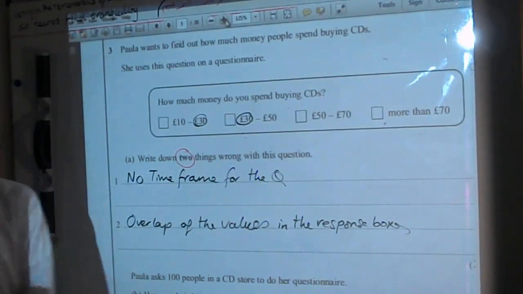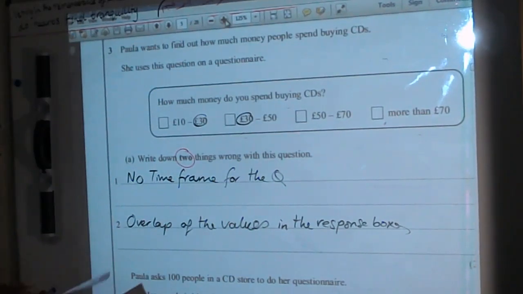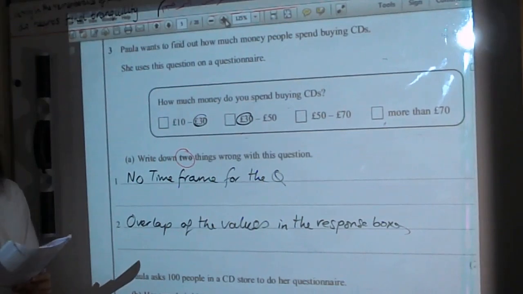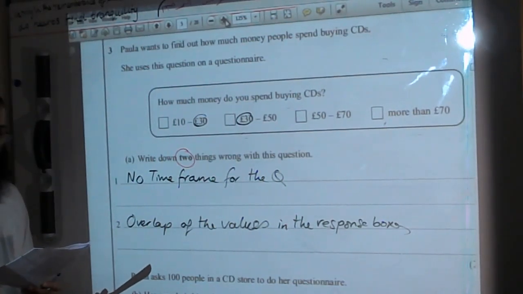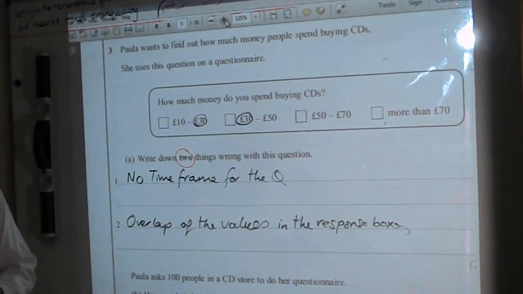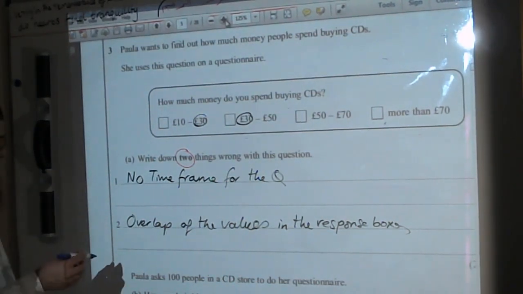Okay, next part of the question, which is over here. Paula asked 100 people in a CD store to do her questionnaire. So she's trying to find out about people's spending habits on CDs. Part B says her sample is biased, explain why. So why should she not ask everybody in a CD store? What's wrong with that? Give me an answer, please. It's only at the CD store. So they are all in the CD store and they are most likely to buy CDs. There you go, that's the answer for part B.